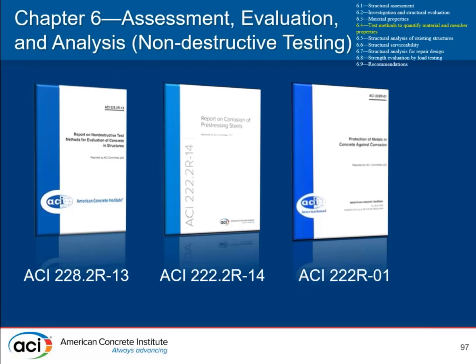Useful references are given here. ACI 228.2 is the report on non-destructive test methods for evaluation of concrete in structures. And the two reports from ACI 222, corrosion of metals in concrete, are excellent sources of information to support this part of the assessment process.